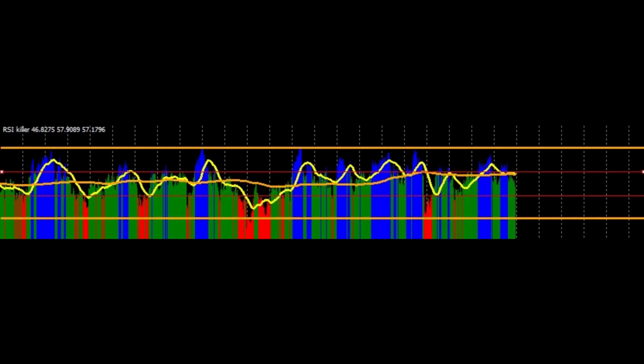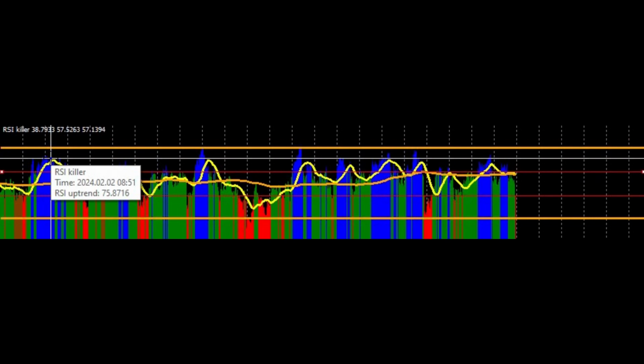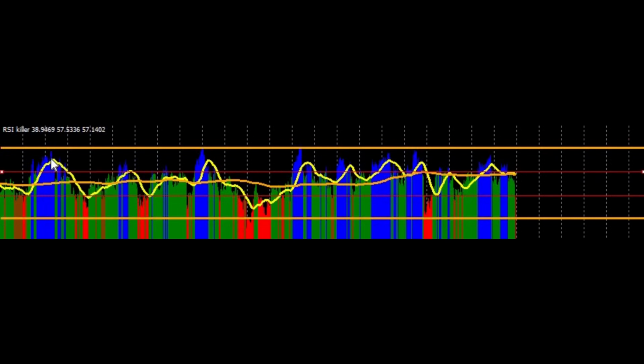So also we have another powerful thing, that is the distance between the RSI and the average value. So if we have a distance that is not so remarkable, like in that case, we don't expect to have a really powerful move on the downside.